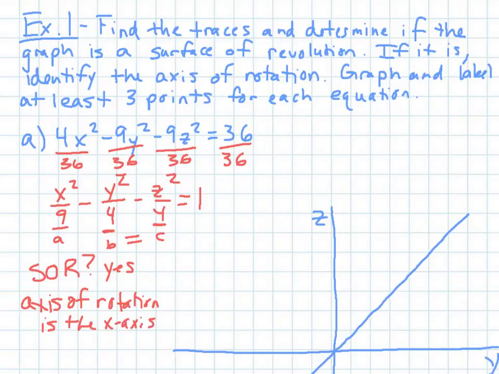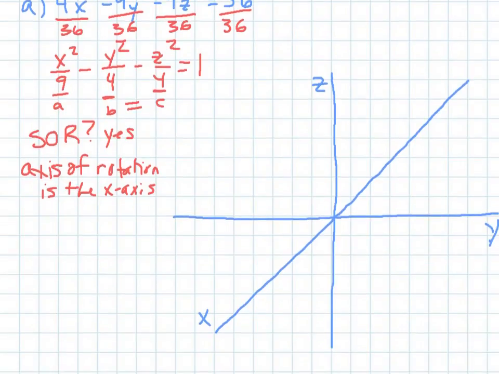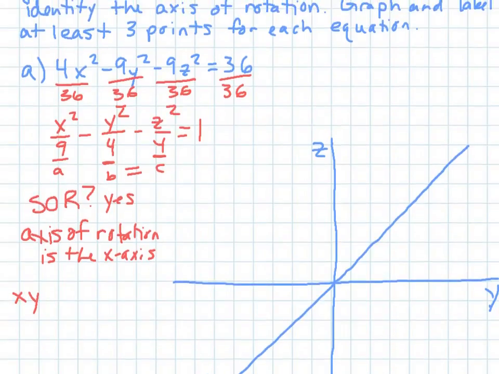Okay? Now I want to identify the traces, so I can graph these. So the xy plane. Usually to identify these, I cover up the variable that I'm not talking about. So if I'm talking about the xy plane, then I cover up z to look at what my equation would be in 2D almost. So here I'd have x squared over 9 minus y squared over 4 equals 1. So then that would be a hyperbola.